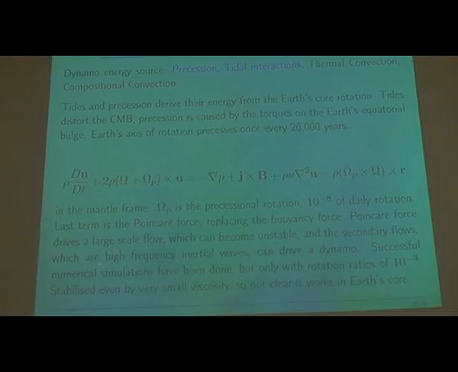But the problem with this is that typically what happens with these kinds of dynamos is that you excite high-frequency inertial waves, which have frequencies of the order of days. Now, those have somehow got to be converted into slow, large-scale circulations, and it's not entirely clear how that can be done, whether indeed it can be done.